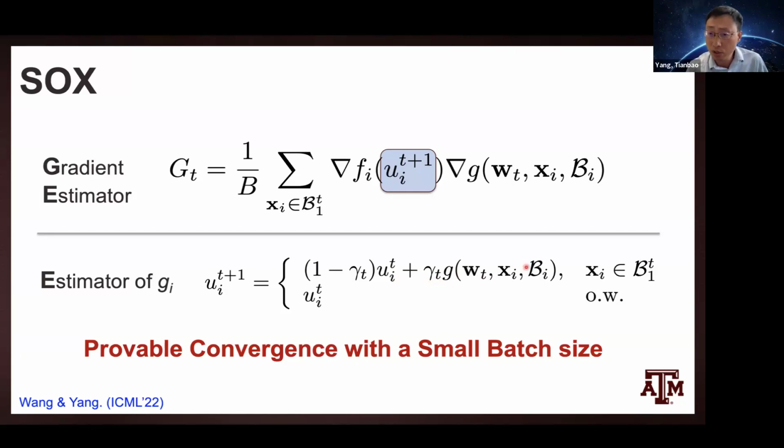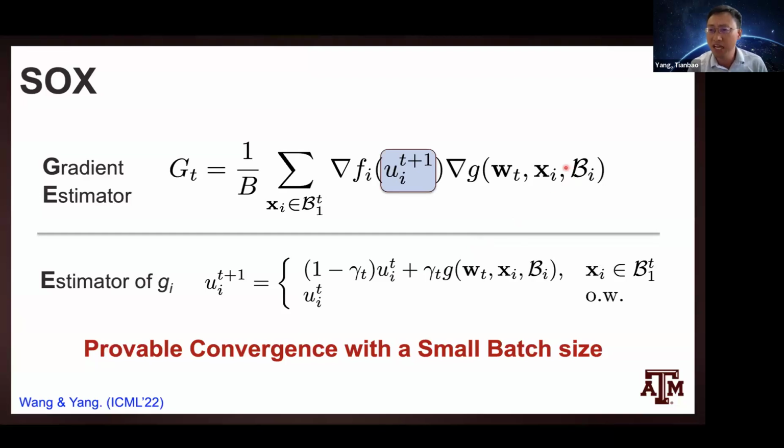So we still compute the mini batch estimator of the g, but we do not simply use that g inside f. We combine this mini batch estimator with the previous estimator ui^t with a moving average. Gamma_t is a value between 0 and 1. This is just a moving average estimator, and it only updates ui for data in the mini batch. If the data is not sampled, not in the mini batch, we just keep the original value. So you can see that the computation is almost the same as the previous approaches based on the mini batch.